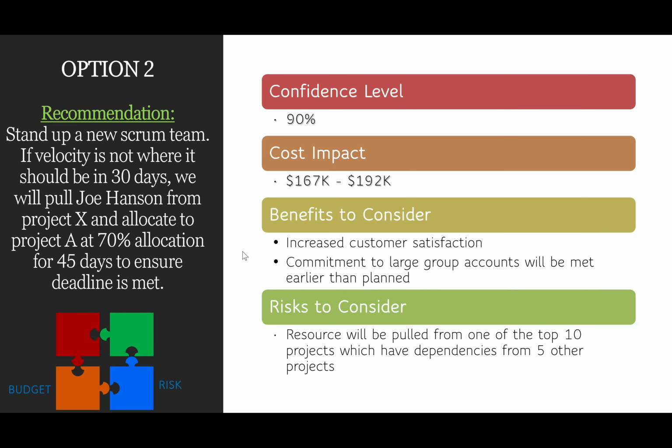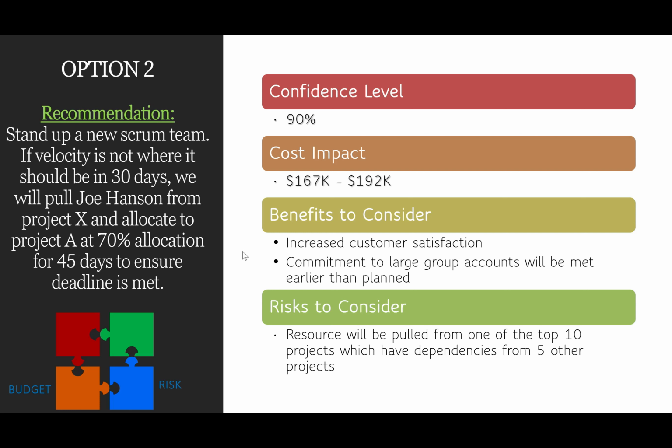Option number 2, which is our recommendation, is to stand up a new Scrum team. If the velocity is not where it should be within 30 days, remember we're working with a team that's not that experienced. So we have to consider the risk that, because they're not that experienced, it may take a little bit longer. So what we decided to do as a contingency plan is to pull in Joe Hansen, who is the best developer in the company.